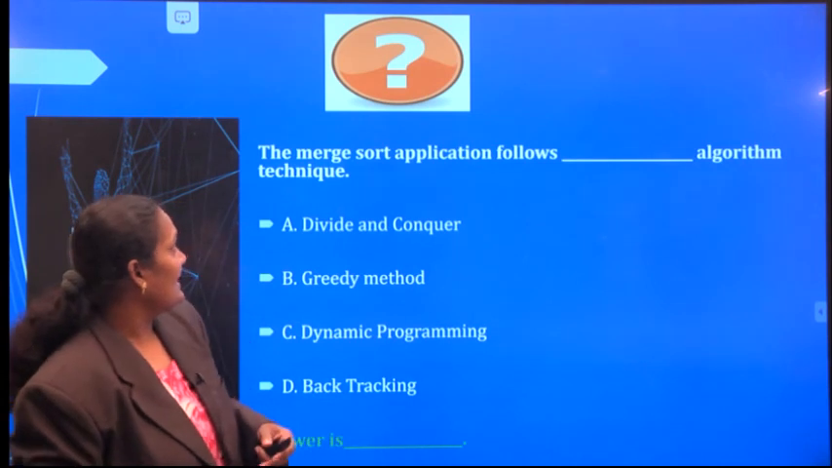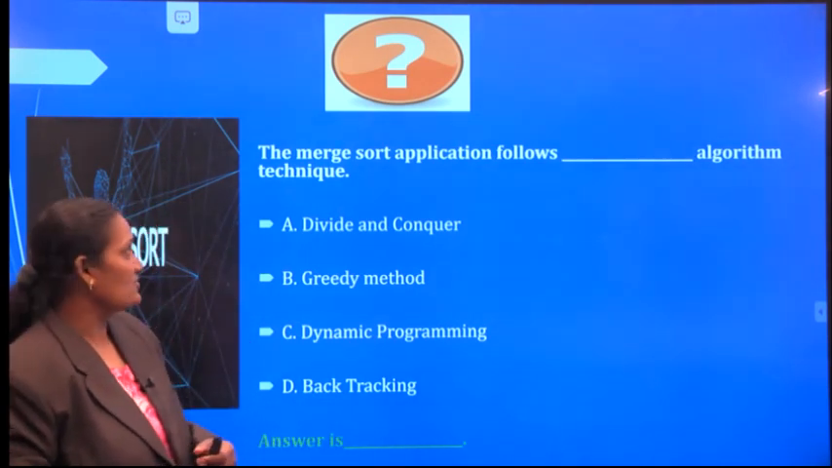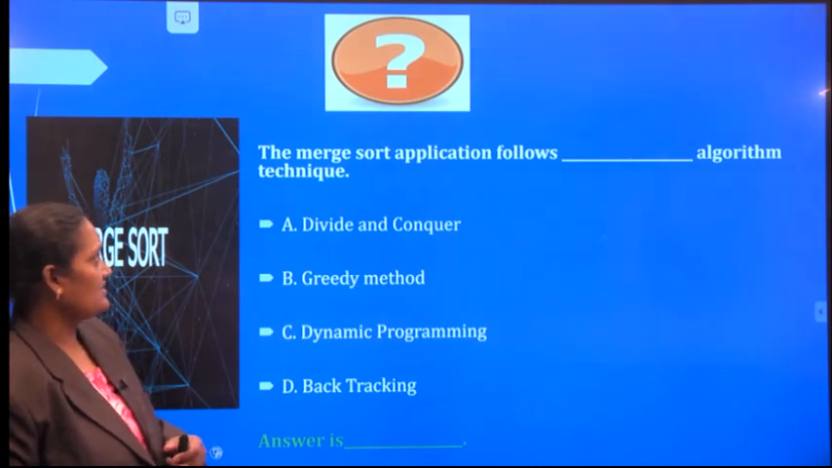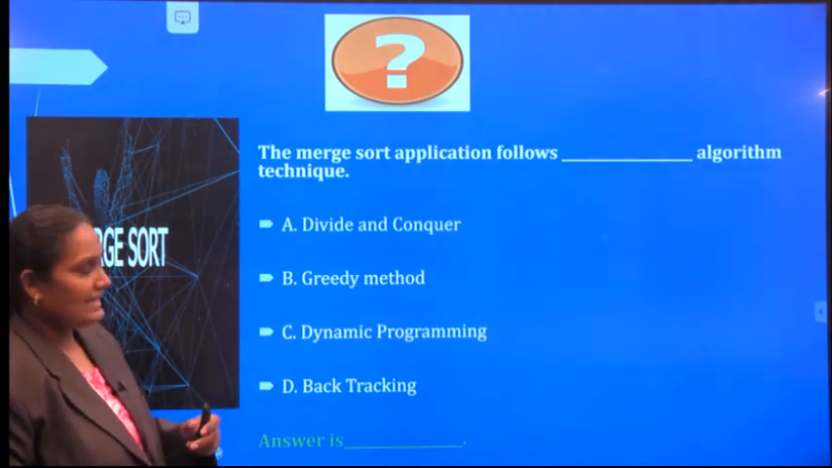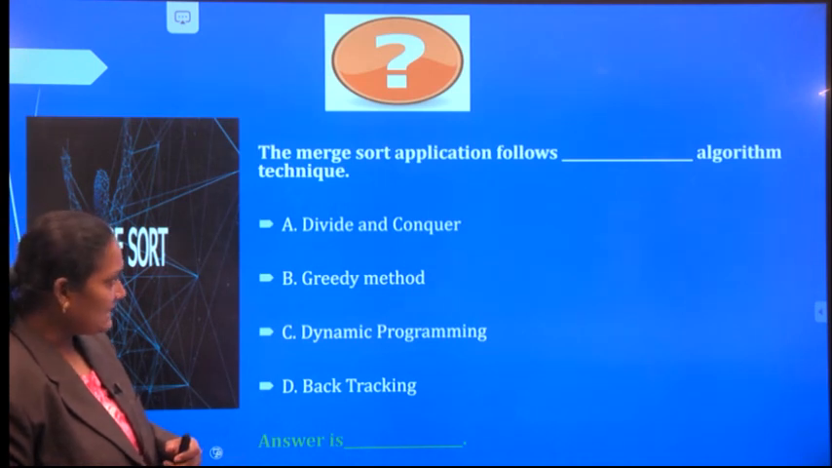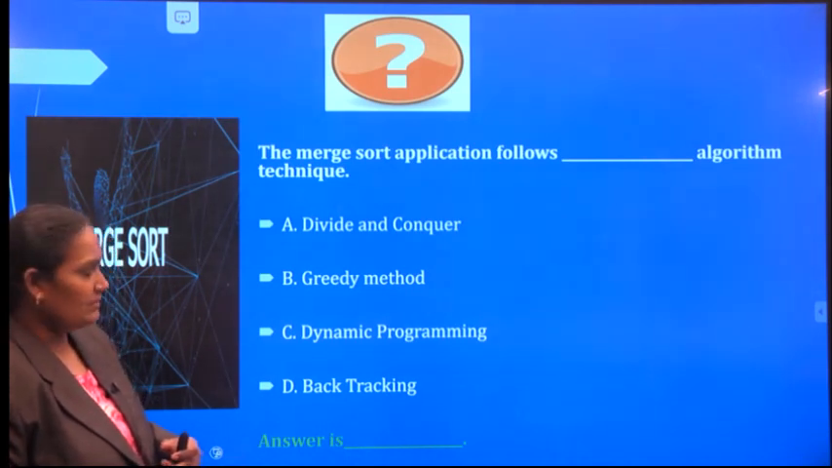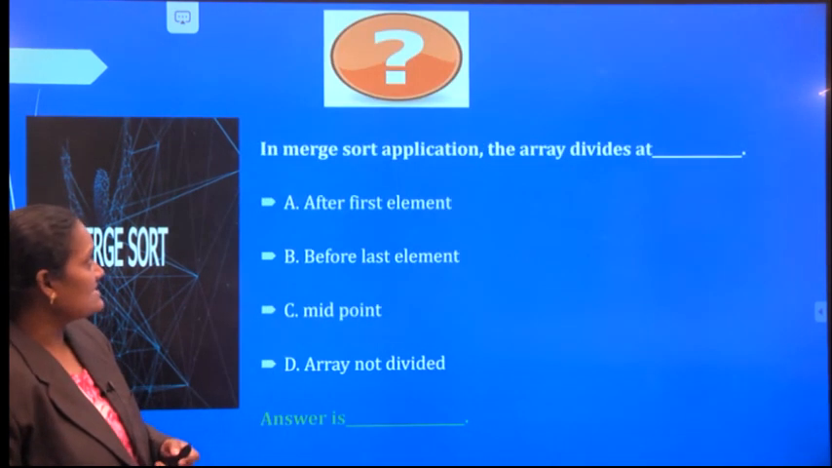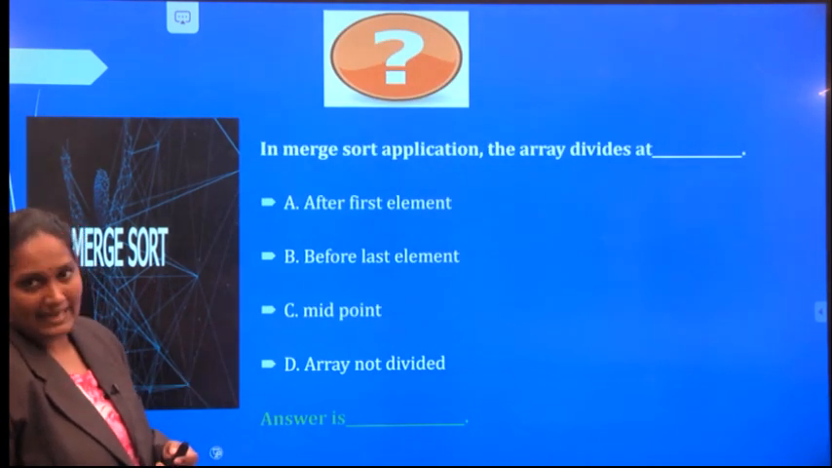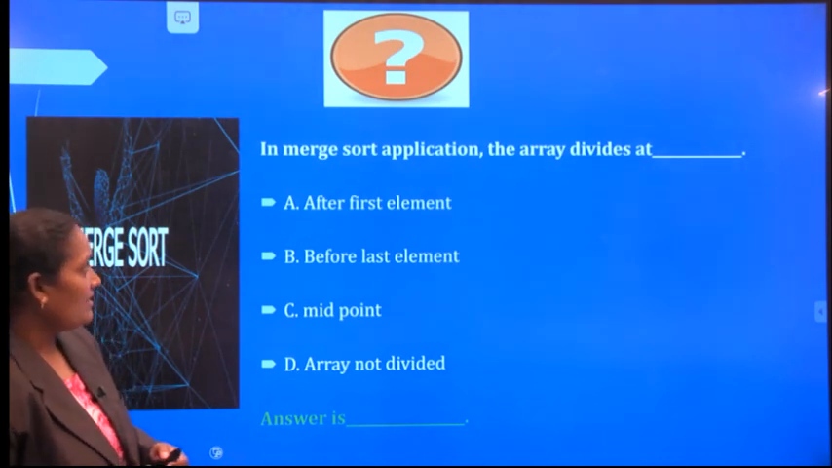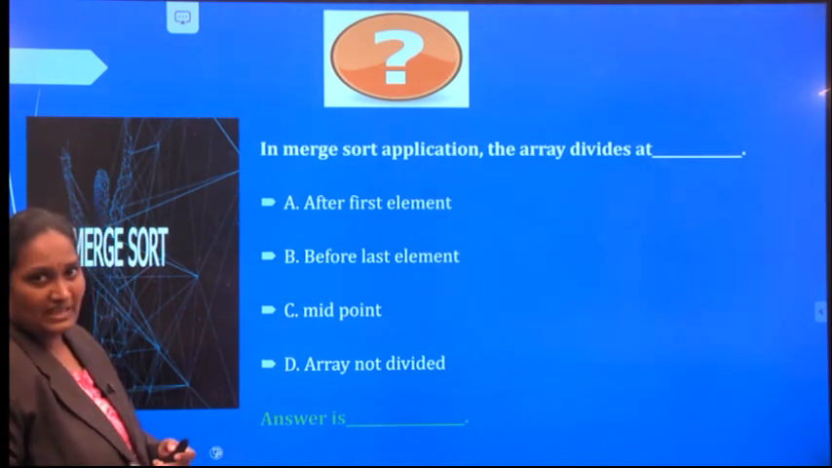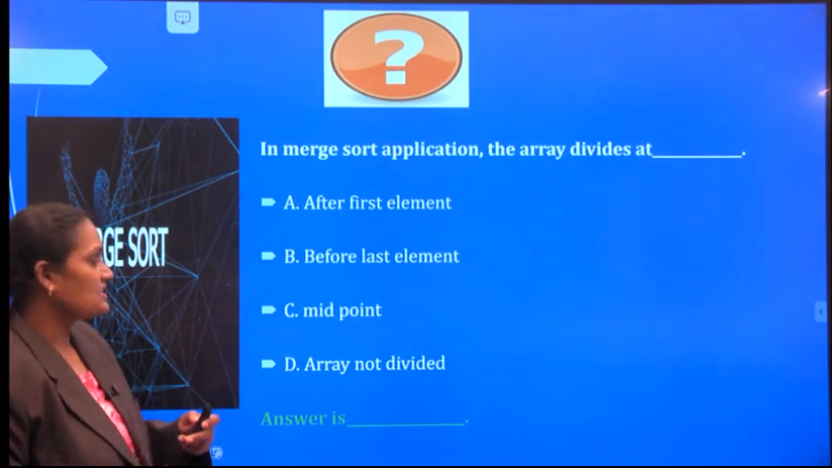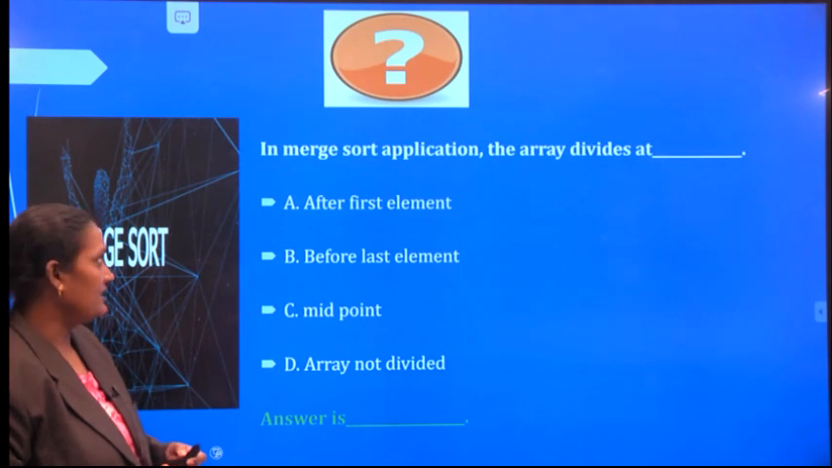To assess yourself, I have given some questions. Please answer these questions. The first question is, the merge sort application follows dash algorithm technique. Option A, divide and conquer. Option B, greedy method. Option C, dynamic programming. Option D, backtracking. The next question is, in merge sort application, the array is divided at. Option A, after first element. Option B, before last element. Option C, midpoint. Option D, array not divided.